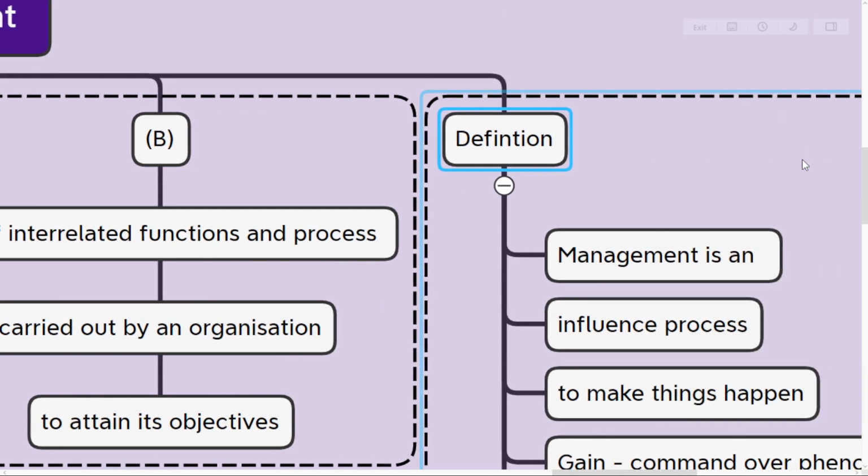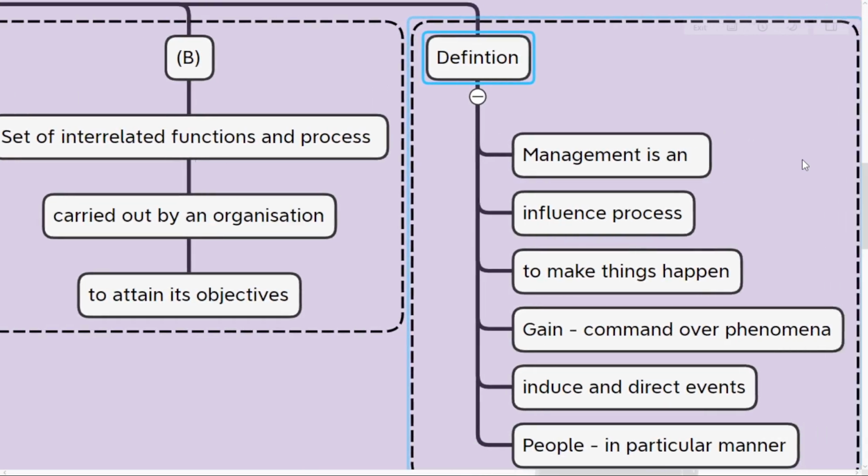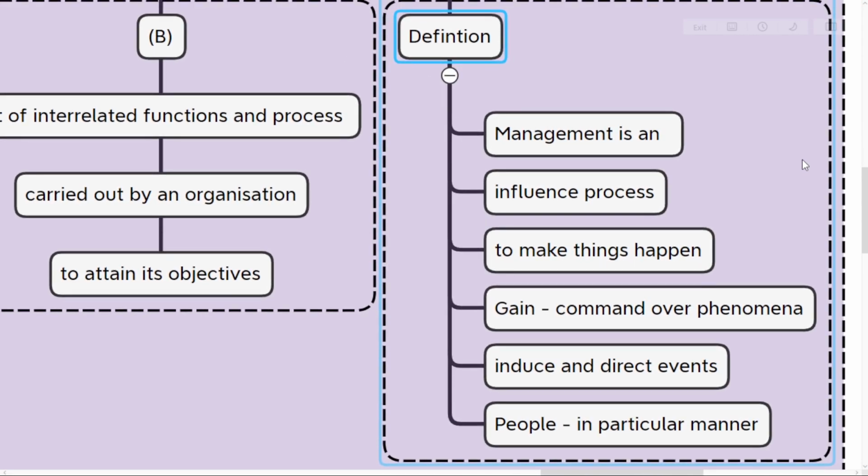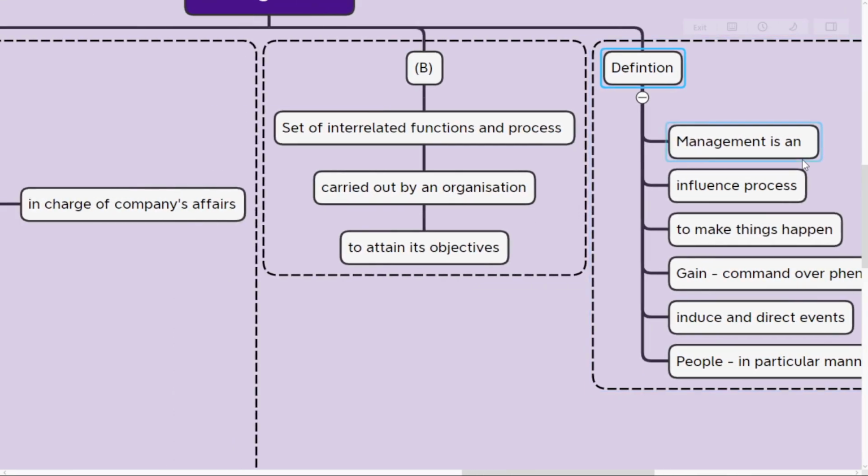And the last, strategic management. Management is an influence process to make things happen, gain command over phenomena, and induce and direct events and people in a particular manner.